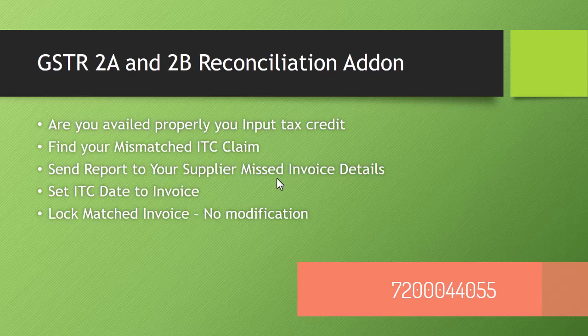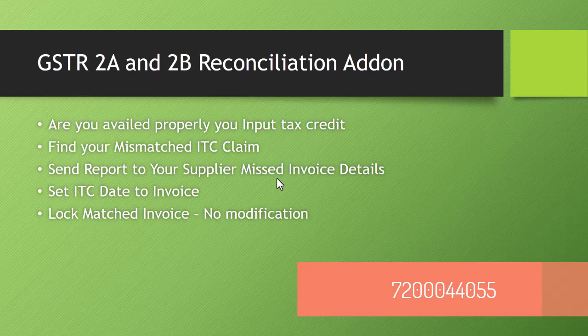Sometimes you enter 10 transactions, but the supplier entered only 7 bills, so you can avail the ITC on only 7 transactions. The remaining 3 transactions you cannot avail the ITC. That information you can pass to your supplier. So how to do that? In our Tally add-on, with one single click you can get a PDF report. You can send that report to your supplier so they easily understand.